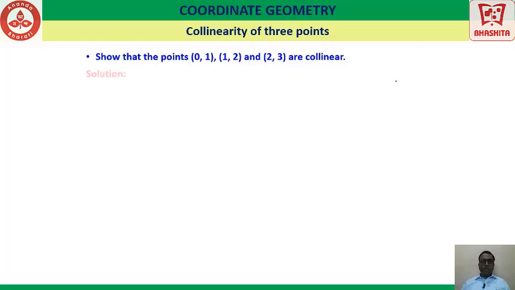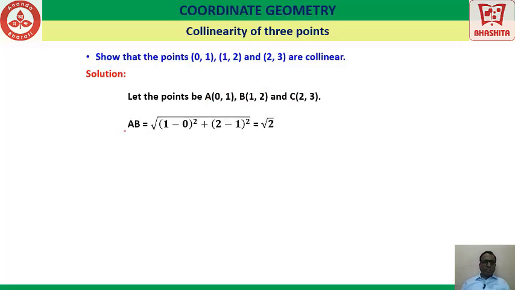What we could do is simply apply the distance formula with A as (0, 1), B as (1, 2) and C as (2, 3). We shall find AB, BC and CA. Let us first start with AB. AB means root of (1 minus 0) whole square plus (2 minus 1) whole square. 1 minus 0 whole square is 1. 2 minus 1 whole square is also 1. 1 plus 1 under root will give us root 2. So, we got AB as root 2.